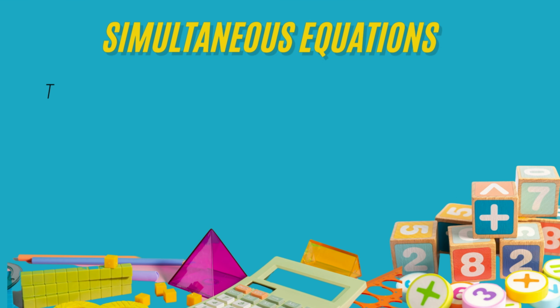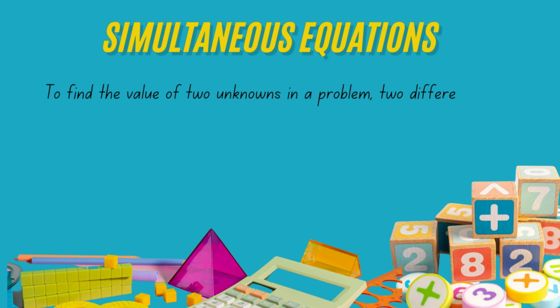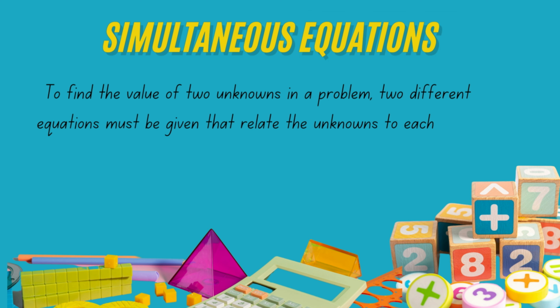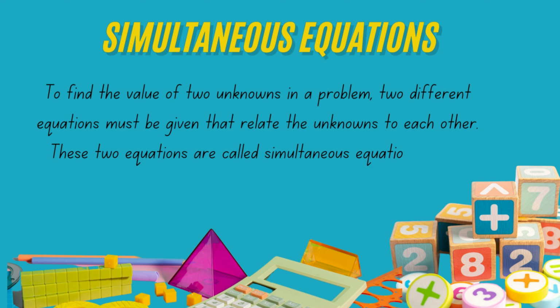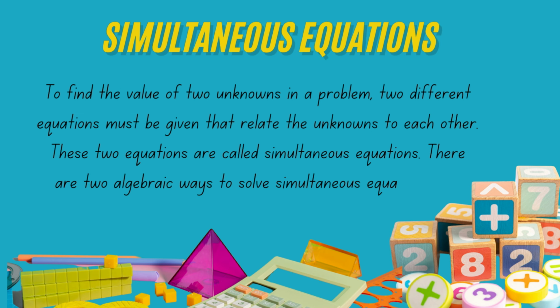Before we solve, let's see what simultaneous equations are. To find the two unknowns in one problem, two different equations must be given that relate the unknowns to each other. These two equations are called simultaneous equations. There are two algebraic ways to solve simultaneous equations: the elimination method and the substitution method.